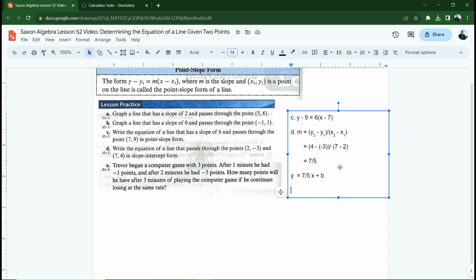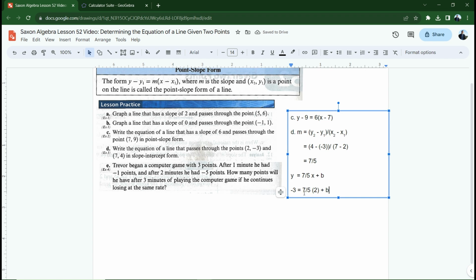The x and y are one of my points. I'm going to choose the point 2, negative 3, because I like working with smaller numbers rather than larger numbers. And I'm just going to plug those points in for x and y. The y is negative 3 equals, and then my x is 2. So it's going to be 7 over 5 times 2 plus b. Now we solve for b.